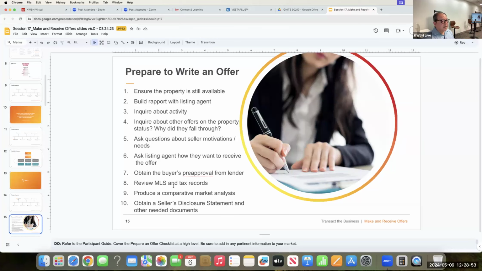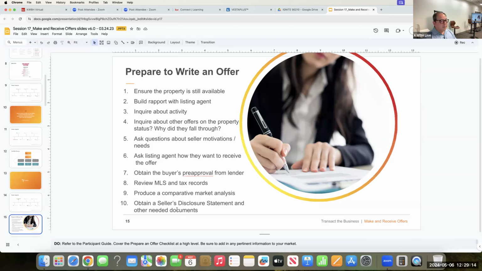Review the MLS and tax records. I always do that when I'm writing an offer. I'm looking at the listing on the MLS, tax records, public records. Produce a comparative market analysis. So again, I do that. I send my buyer a CMA. This is what similar properties have sold for. Based on this, what do you want to make the offer for?